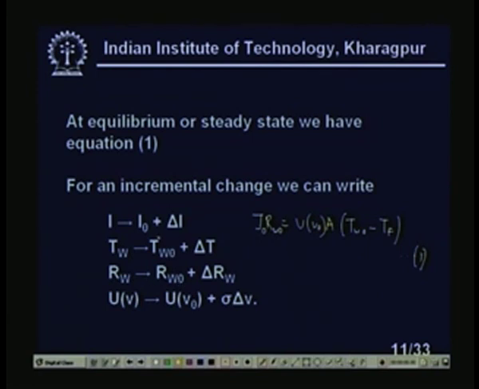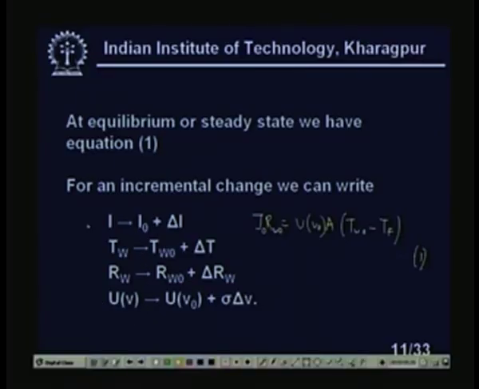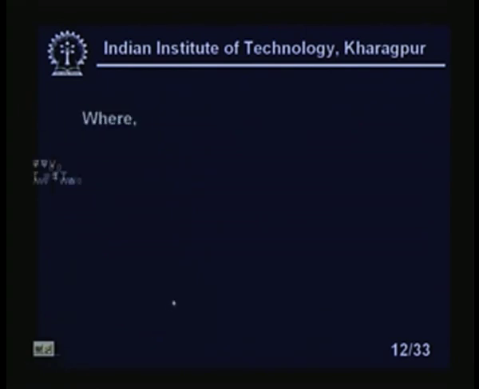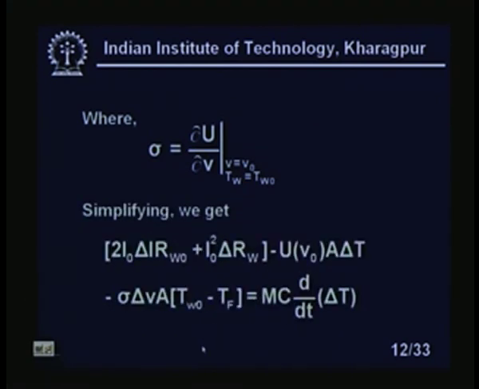So all these expressions, I naught, TW, RW, V naught, are used in the steady state conditions, right. When it is not a steady state condition, it will be something different. In that case, you have to use these time varying parameters, where sigma is del U upon del V, where V equals V naught and TW equals T naught. Simplifying, we get this expression, but we must derive how we get it. After simplifications, we will get these expressions. So let us look at how we are getting these expressions.